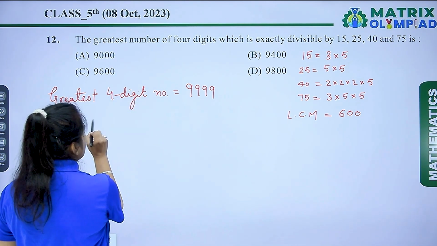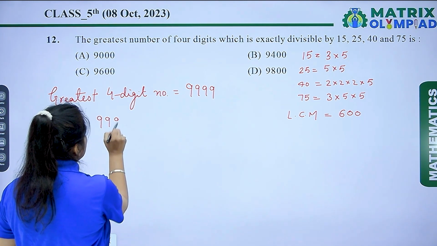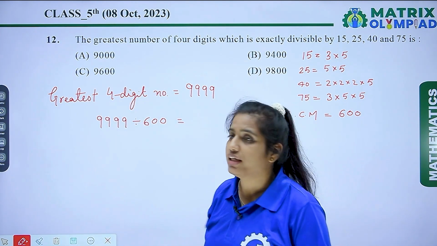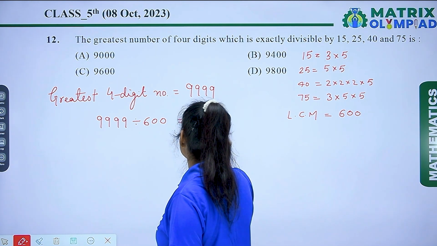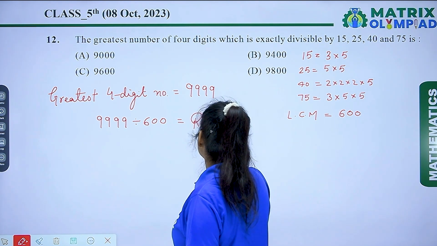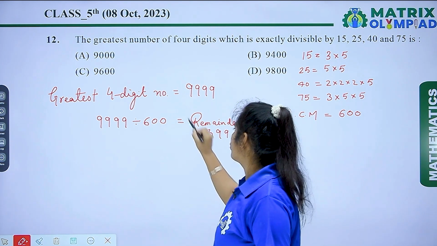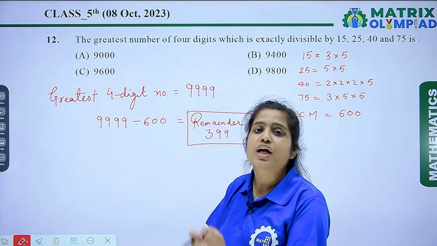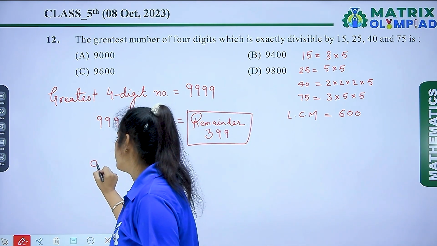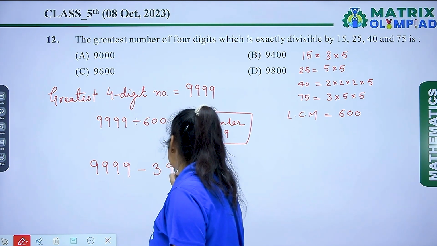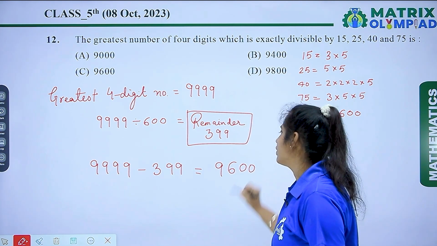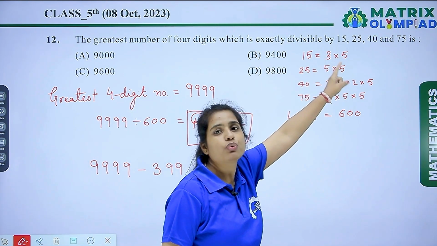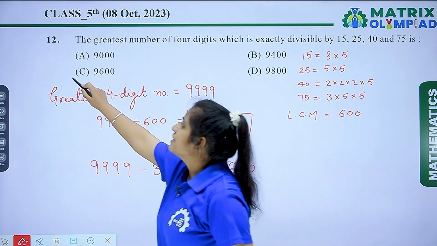Now what we are going to do? We have to divide 9999 by 600. When we divide 9999 by 600 we get a remainder. And the remainder is 399. Now what do we have to do with this remainder? We have to subtract 399 from 9999. So let's subtract it. After subtracting, what do we get? We get 9600. So 9600 is our greatest 4-digit number that is exactly divisible by 15, 25, 40 and 75. So here option C is the correct answer.